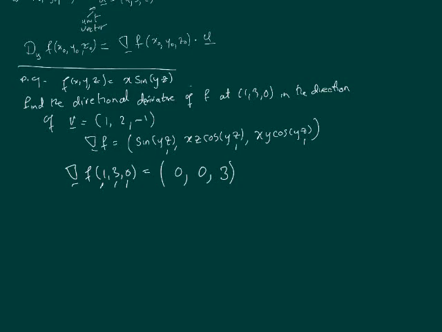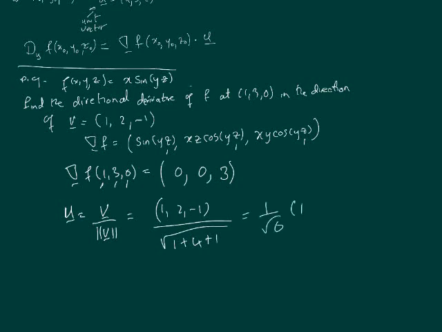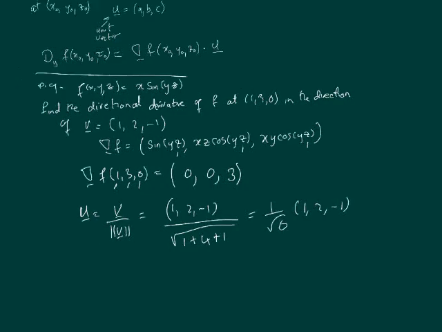Next, what we need to do is to normalize v. Normalization means our unit vector that'll come from v is basically v divided by the norm of v, which means (1, 2, minus 1) divided by the square root of 1 plus 4 plus 1, so it's equal to 1 over square root 6 times (1, 2, minus 1). Now what I'm going to do is I'm going to take the dot product.